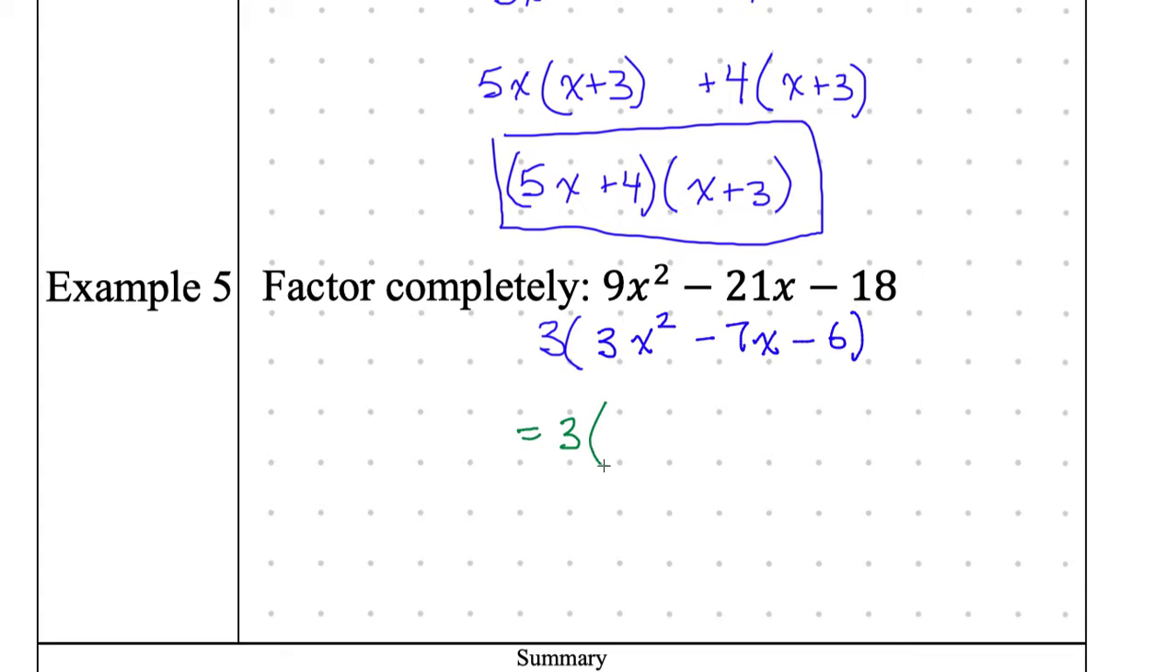So I still have that 3. It doesn't go anywhere. I still have my 3x squared. I still have my minus 6. Now I need to find these 2 middle terms. So I'm thinking if I have 7, I should probably make this one 2 and 5. No, that's not going to work. Let's think, if I made this one 3 and 4, that's not going to work. What about 6 and 1? That's not going to work. What about, this is going to be difficult.